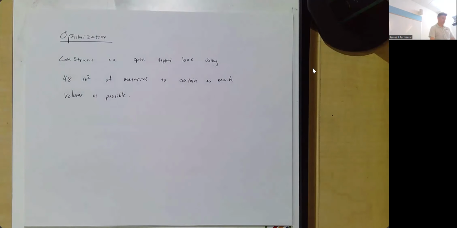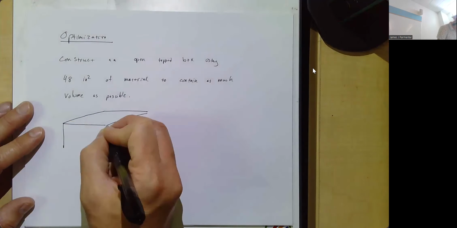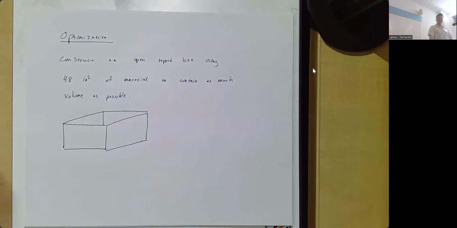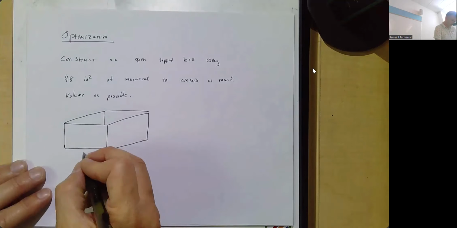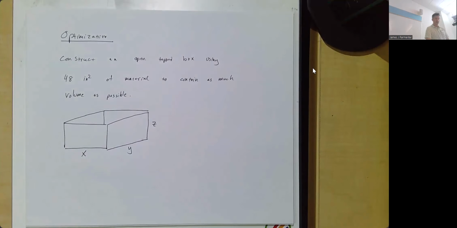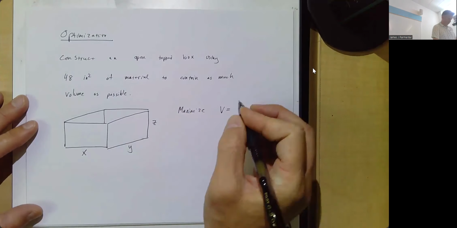So let's draw a picture. Here is my open top box. And I'm going to label all the sides. No one said anything about labels, so I'm going to call this side X, this side Y, and this side Z. Typically, when I'm trying to optimize something, there are two equations I need. I need the thing I'm trying to maximize or minimize, which in this case is the volume. So I'm trying to maximize volume, which is equal to x times y times z.